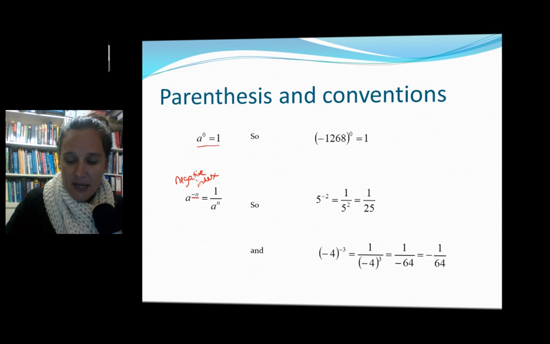Here we have, in brackets, -4 to the power of -3. So we have 1 on, in brackets, -4 cubed. We work that through: 1 on -64, and then we can take our negative sign out the front. We have -1 on 64.